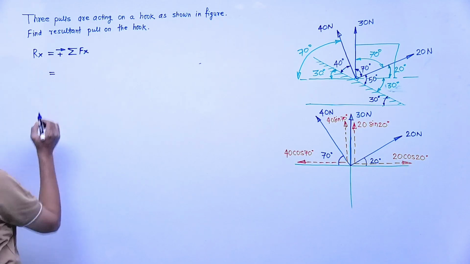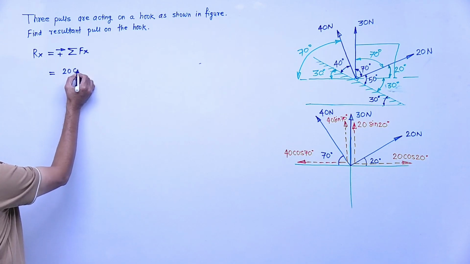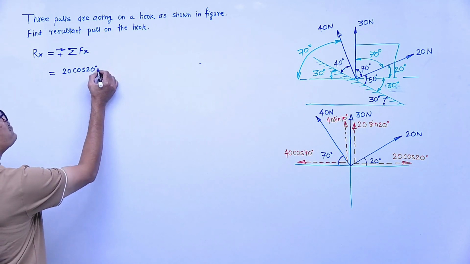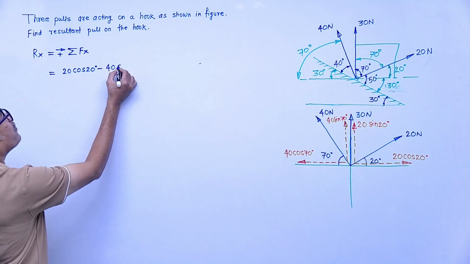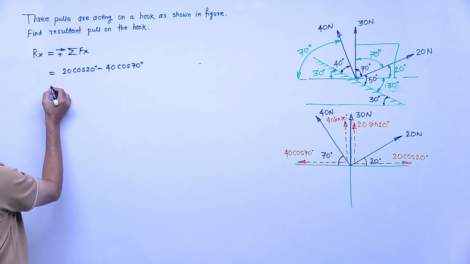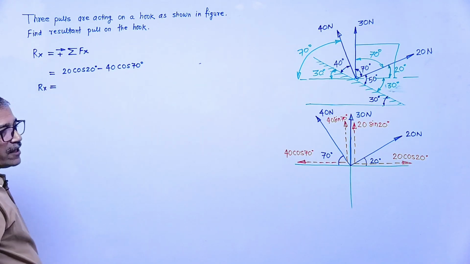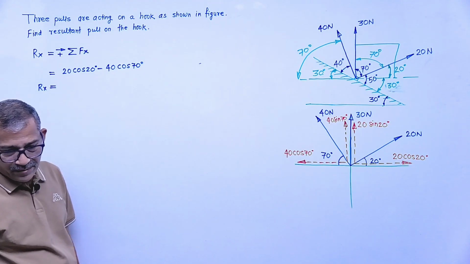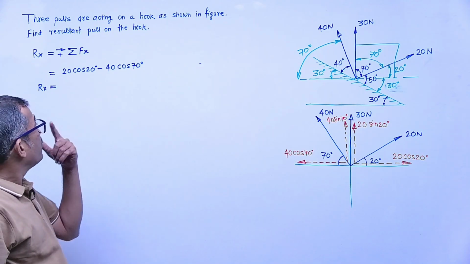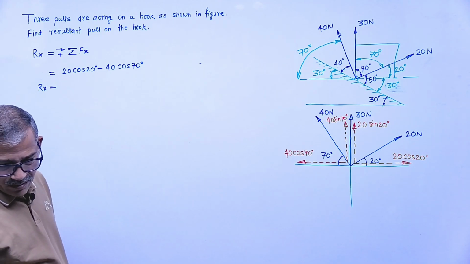So what forces in horizontal direction? 20 cos 20 rightward means what? Positive we will write. 40 cos 70 leftward means what? Negative 40 cos 70. All of you have calculators, please calculate and tell me what is the answer of Rx. How much are you getting? 5.11 you will get. That is also positive or negative, that is also important.